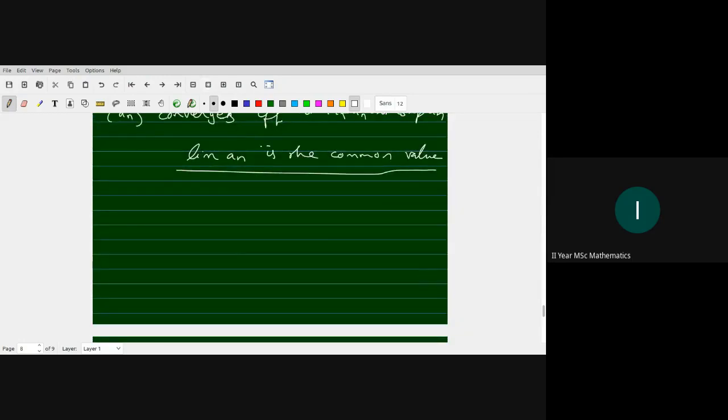So the same thing can be applied to a sequence of functions. Let us consider a corollary of this. Let us consider a sequence of measurable functions.